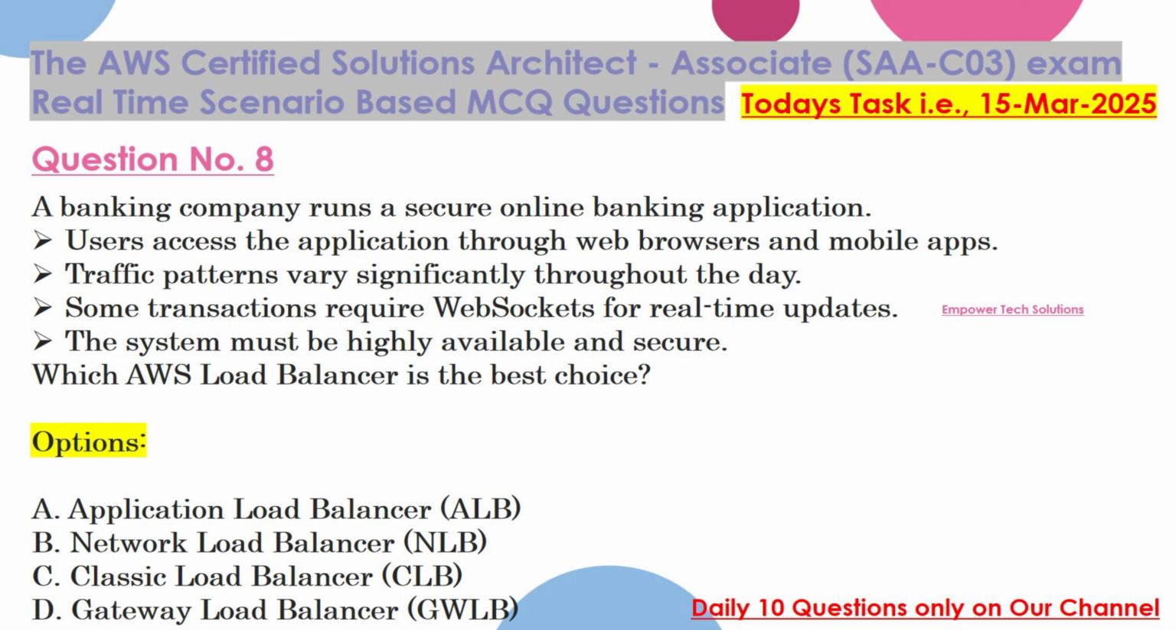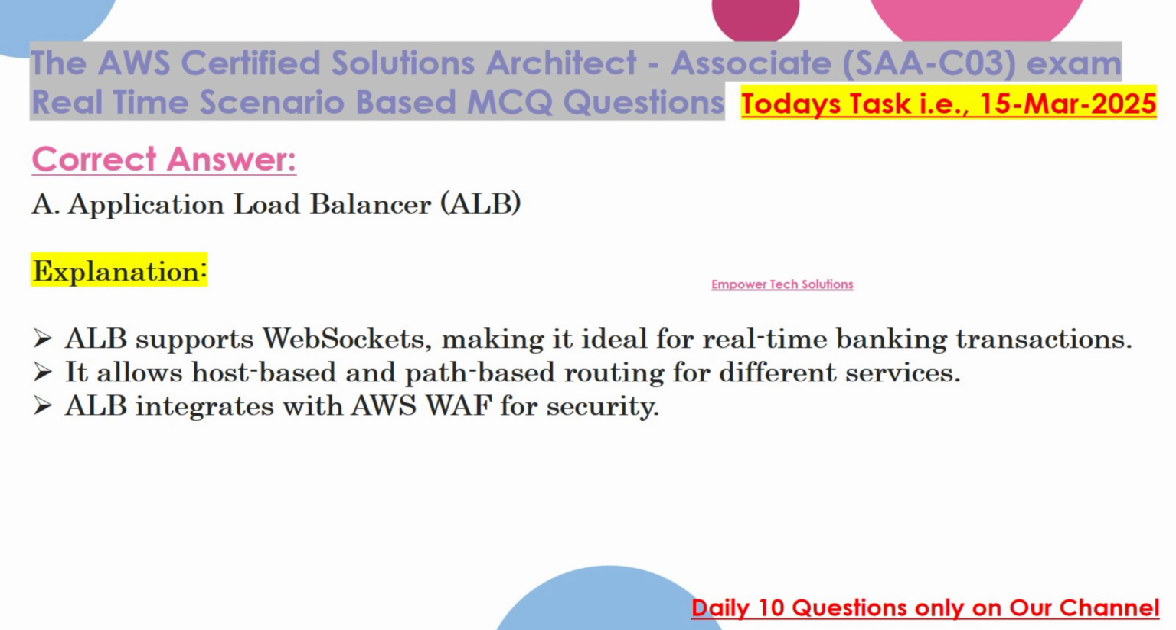Options: A. Application Load Balancer, ALB. B. Network Load Balancer, NLB. C. Classic Load Balancer, CLB. D. Gateway Load Balancer, GWLB. Correct answer: A. Application Load Balancer, ALB.